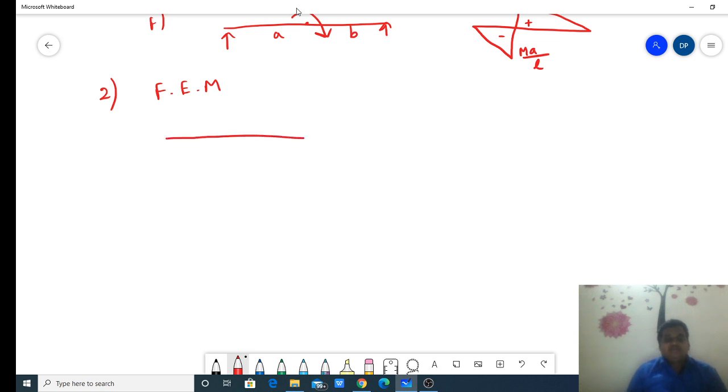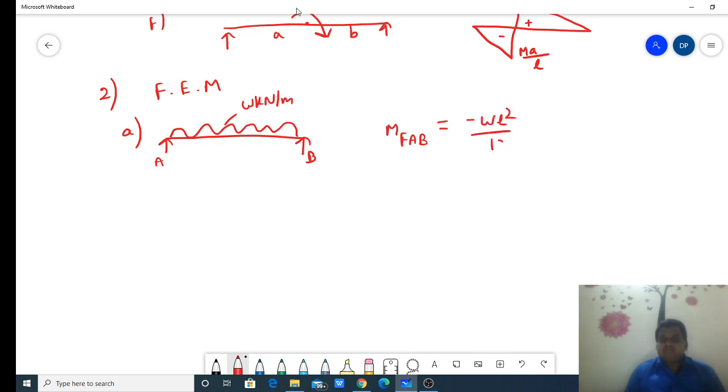Now for fixed end moments, if you are having a UDL, and this is say W kilonewton per meter, and say this is A and this is B, and this is the first case, I will usually write MFAB. So MFAB is nothing but the fixed end moment with respect to AB. This formula is minus WL square by 12, and similarly MFBA is plus WL square upon 12.